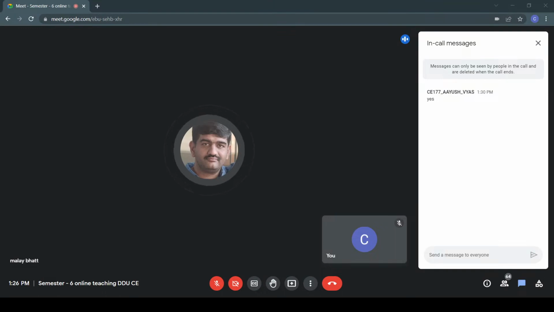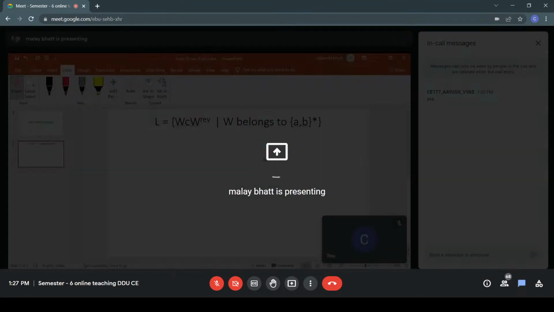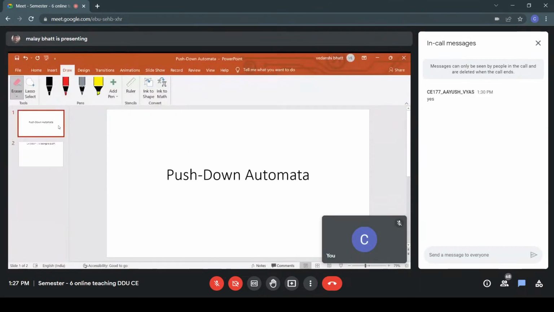So today we'll start a very interesting new topic, and that is pushdown automata. I'm sharing a slide with you. This time I'm definitely not going to directly show you the slides because it is very difficult to understand otherwise. Along with the lecture we'll fill the slides so that you can understand each and every step.